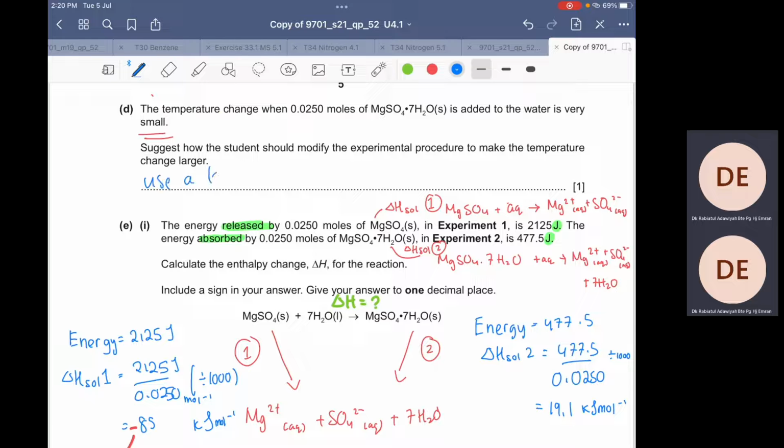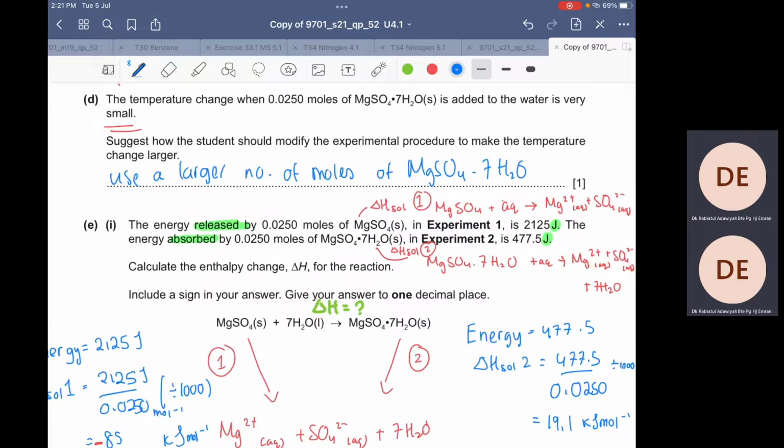Use a larger number of moles of the hydrated magnesium sulfate. Okay.